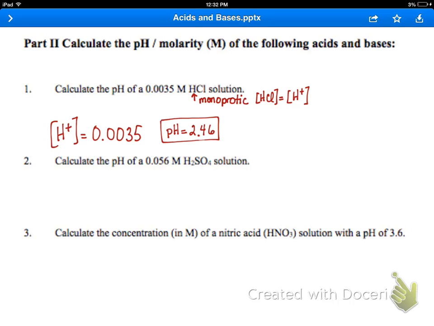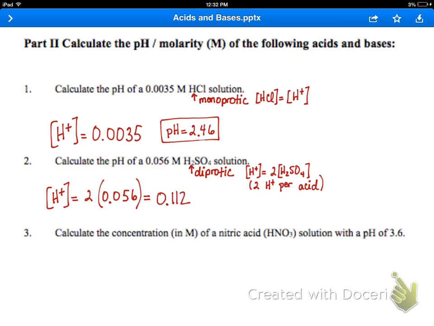For our next one, number 2, we've got H2SO4, which is different because it is diprotic, which means for every one acid, we're going to make 2 protons. So if we had 0.056 concentration of acid, we're going to have double this number for the proton concentration. So we have to use a factor of 2 in there. Diprotic, we're going to double the concentration of acid to calculate H+. And then again, we'll use H+ to calculate pH like normal.